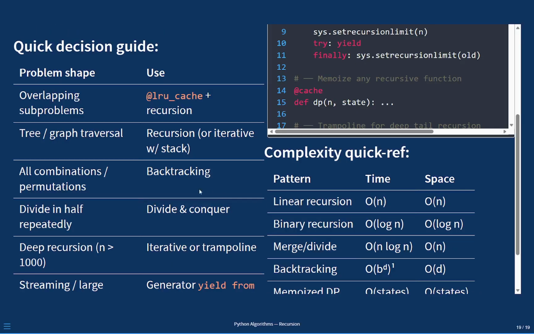The quick decision guide: overlapping subproblems, reach for @lru_cache. Tree or graph traversal, recursion is natural. Convert to iterative stack if depth exceeds 1000. All combinations or permutations, backtracking. Halving the input, divide and conquer. Deep recursion in production, explicit stack or trampoline. Streaming large output, generator with yield from.